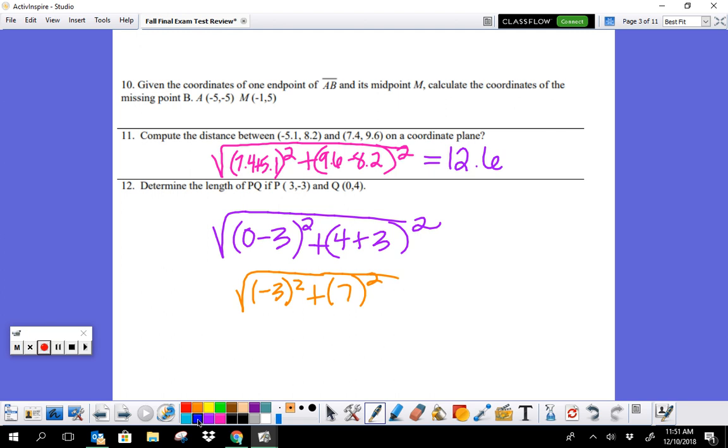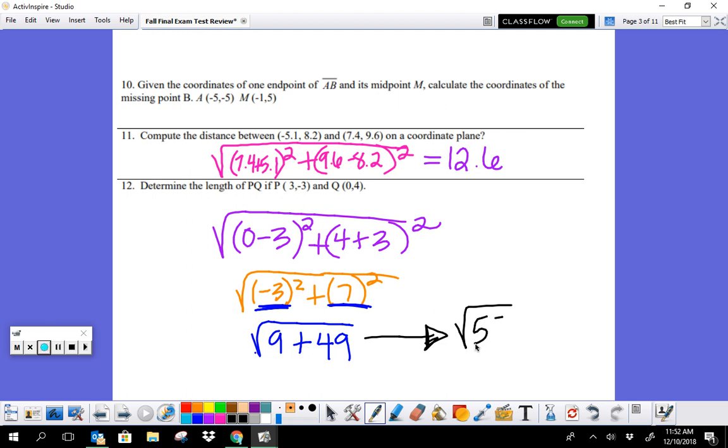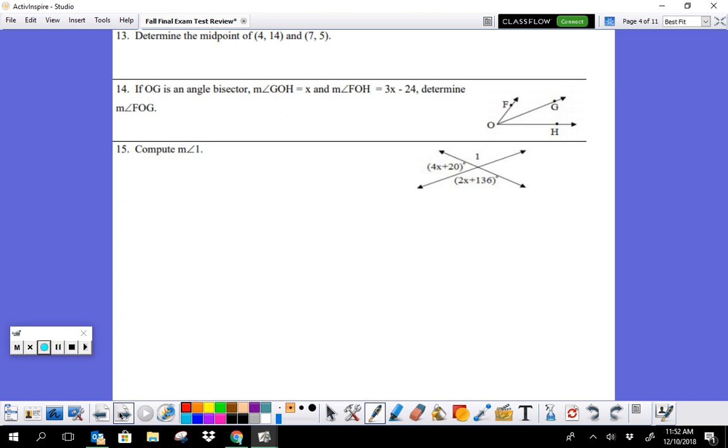Remember, if you type this in the calculator, you have to have these parentheses, or else if it's negative, it's going to give you the wrong answer. So negative 3 squared is 9, plus 7 squared is 49. Okay, and then if I add those, I get the square root of 58. So you would need to check if there's any perfect squares in 58, but there's not. So that's your answer.